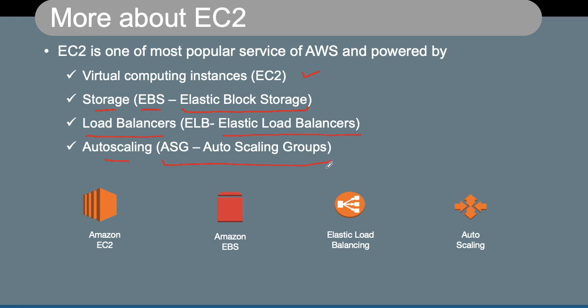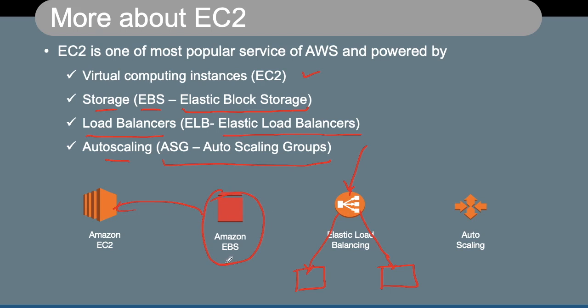Now, Elastic Load Balancer: whenever you have two different EC2 instances running for the same function, the Elastic Load Balancer gives access and balances the load between the two different EC2 instances. The EBS is like the hard disk of this virtual computer.